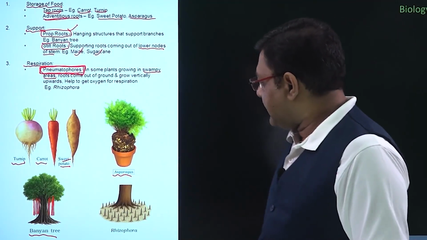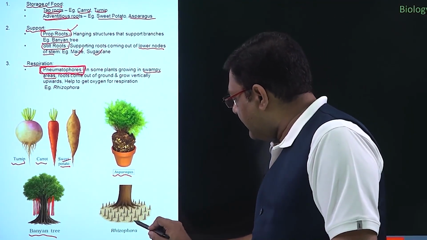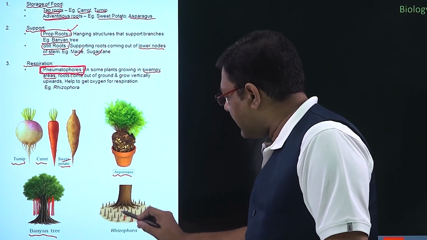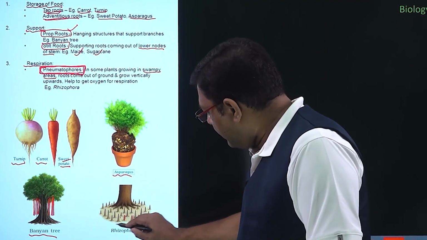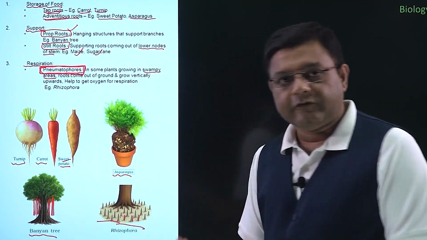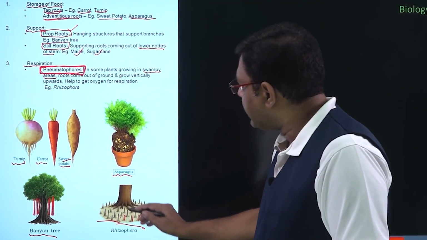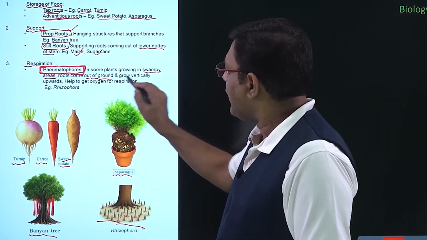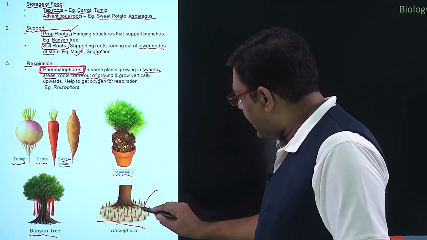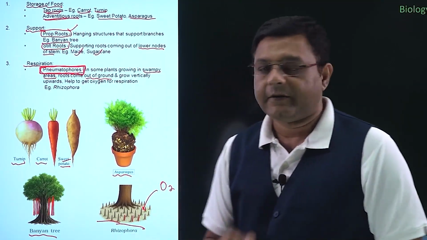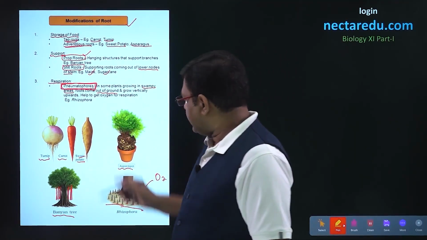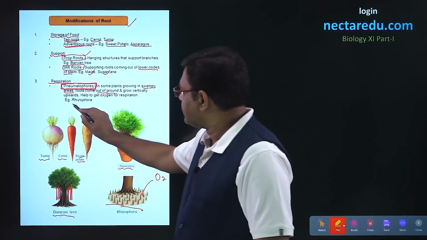So, in this case, the roots will come vertically upward out of the ground. So, there will be horizontal roots. From the horizontal roots, roots will grow vertically upward, and these will come out of the ground, and that is how these pneumatophores will be getting oxygen for the plant. So a very common example, which is also shown here, is rhizophora.